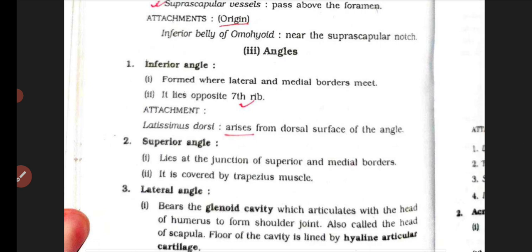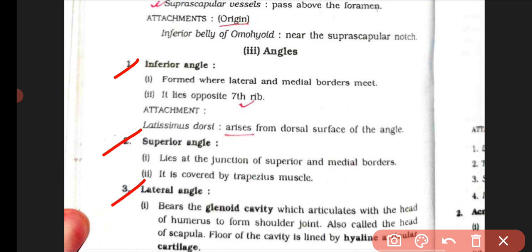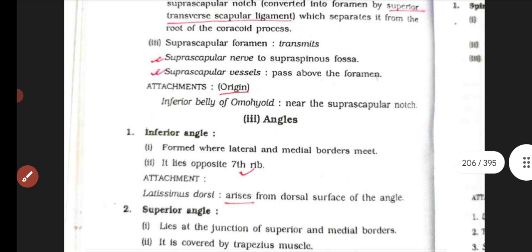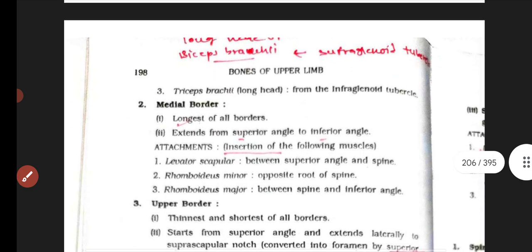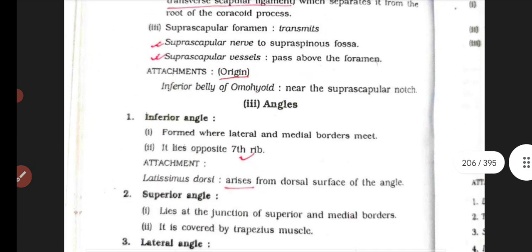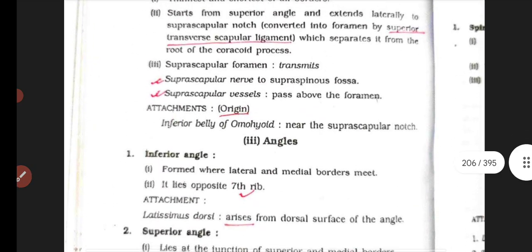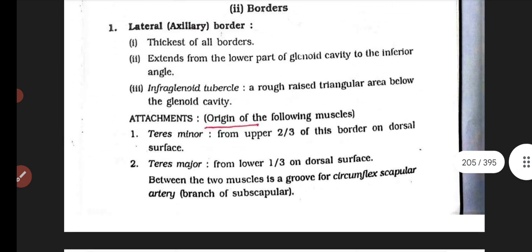Now comes the angles. There are three angles: inferior angle, superior angle, and lateral angle. The inferior angle is found where the lateral and medial borders meet. First point, it is formed where the lateral and medial borders meet.